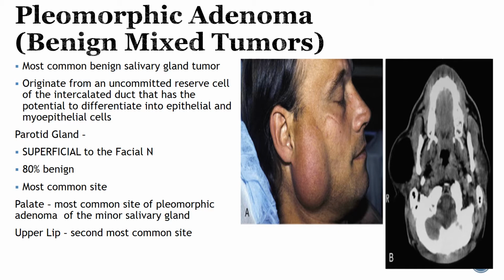The parotid gland is where most pleomorphic adenomas originate, superficial to the facial nerve. Pleomorphic adenomas of the minor salivary glands commonly occur in the palate, and the second most common site is the upper lip.